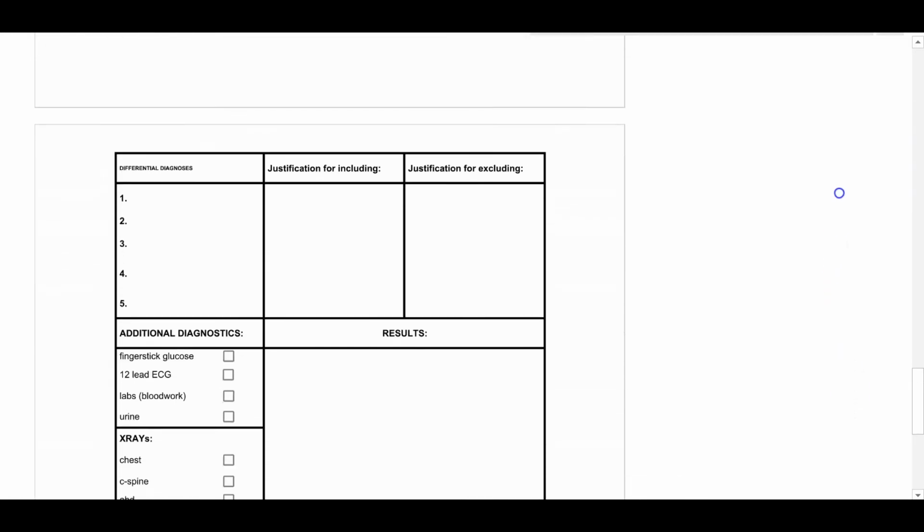Then I have my students take all the information that they've gathered from the history portion, from asking the patient questions, to the physical exam, to the hands-on exam that they do, and come up with 5 possible issues that could be causing our patient's problem. We call that the differential diagnosis. In addition, I have my students enter next to each differential their justification for including them.